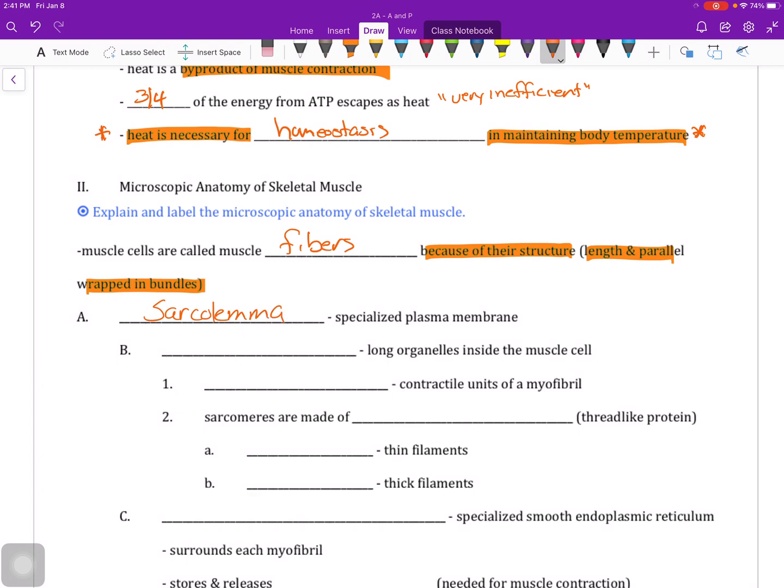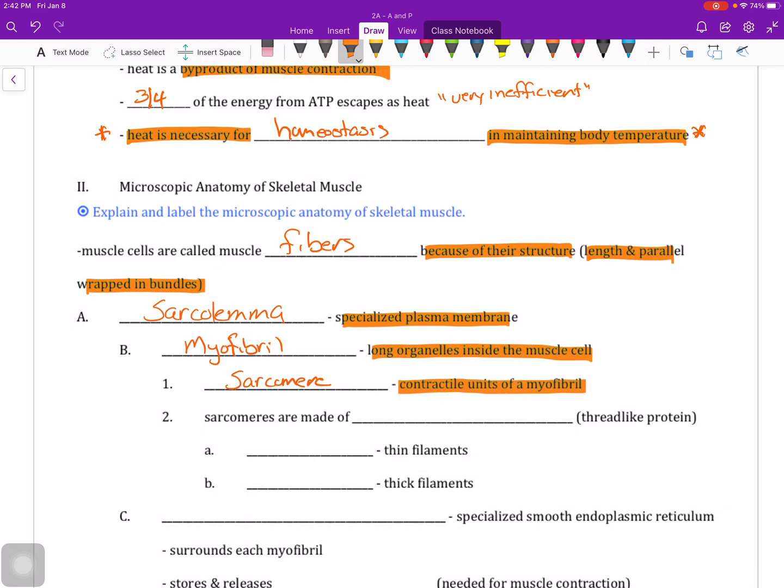Now, you have these thin fibers within them, and we're talking about the different parts of a skeletal muscle. You have what's known as a myofibril. They are long organelles inside the muscle cell. And then you have the contractile unit. They're broken up into individual units, and we call that the sarcomere. That is the contractile unit of a myofibril.